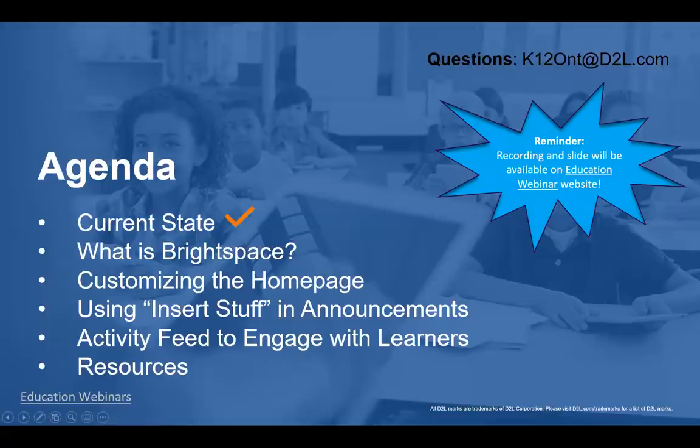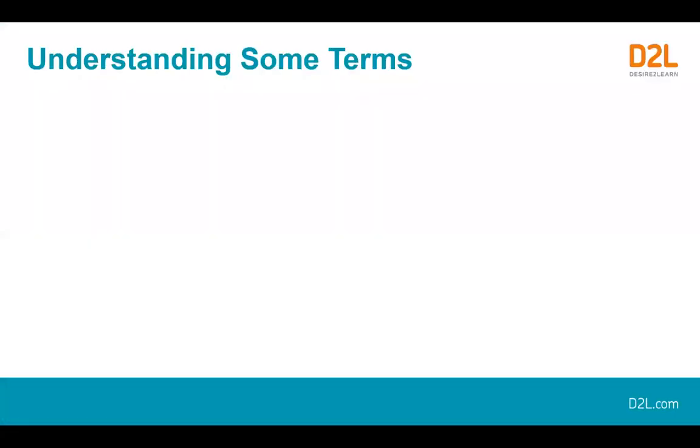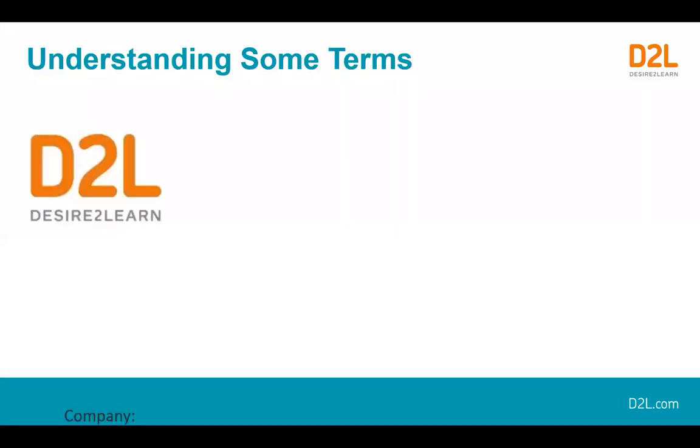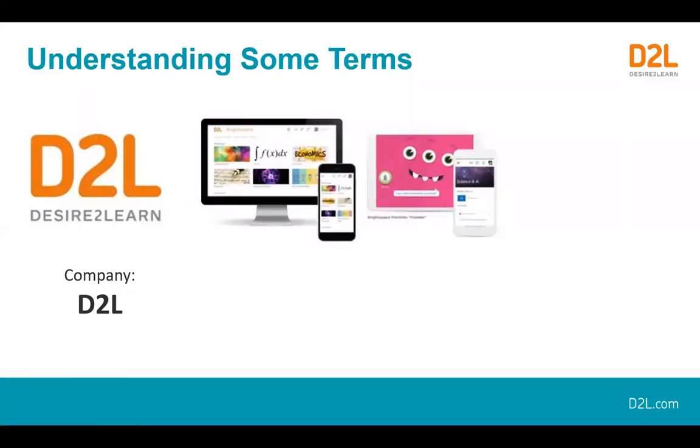Moving forward, just to understand a few terms that we often get some questions about related to D2L and Brightspace. First, I'd like to just highlight that D2L is our company. Our product is Brightspace. So the analogy that we often like to use to clarify that is that D2L would be like the equivalent of Apple, the company, whereas Brightspace would be like their iPhone, and then all the tools inside would be like having the apps inside the iPhone.